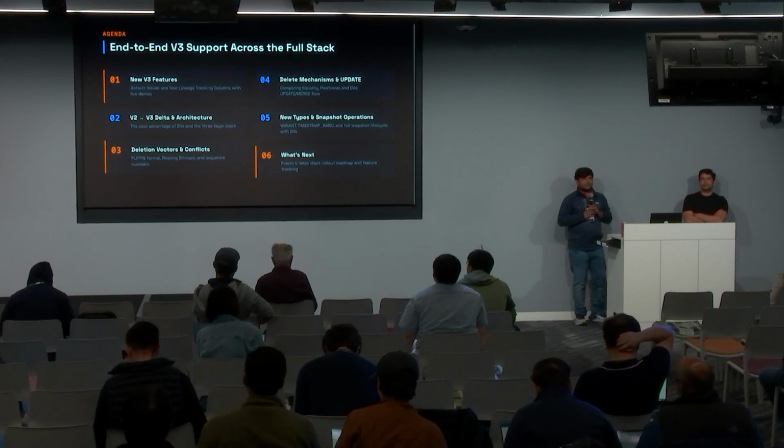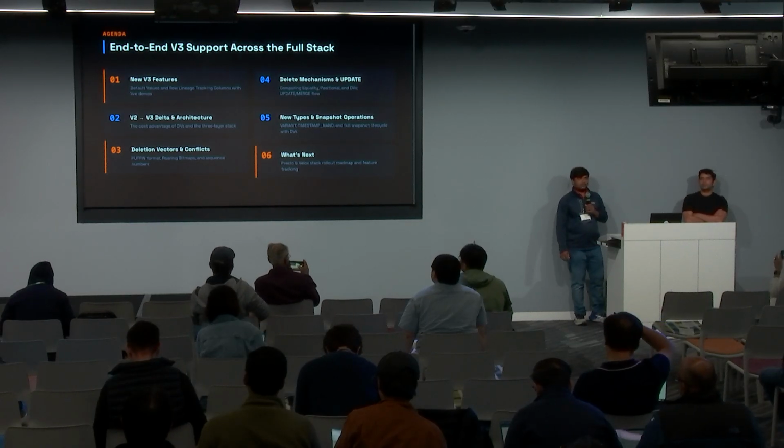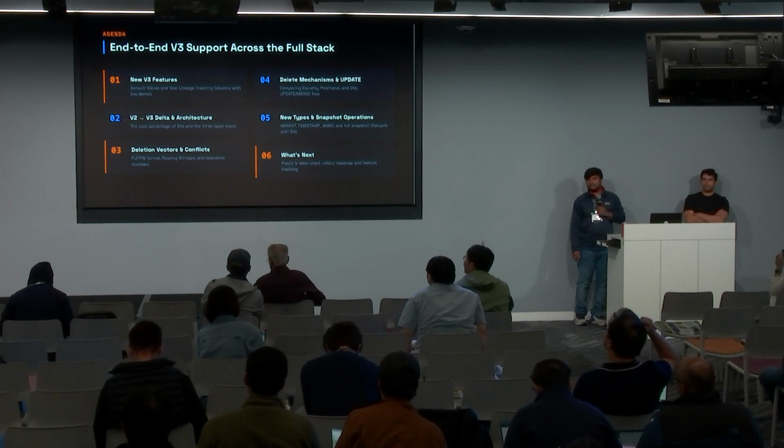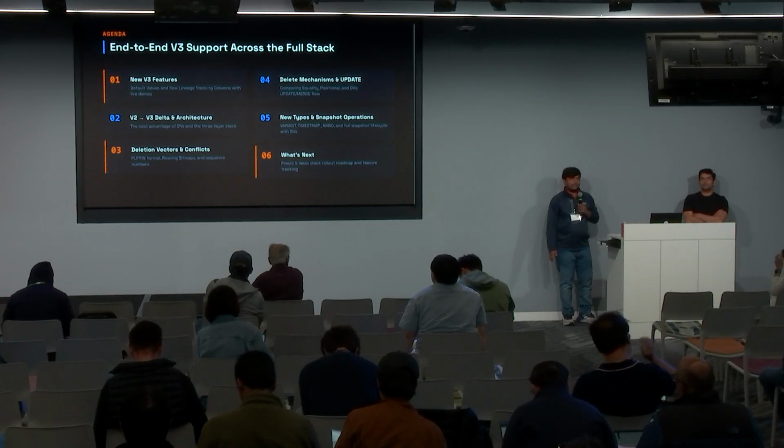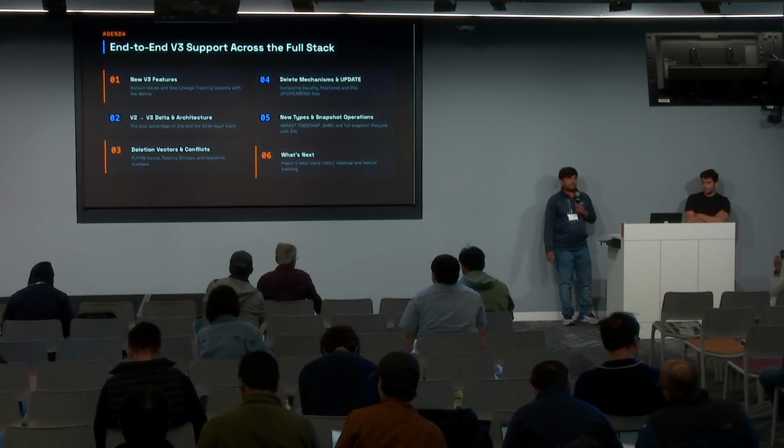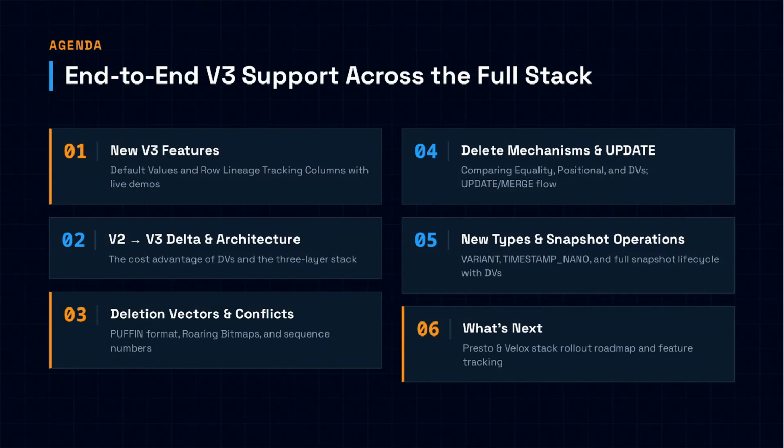The first set of features that we go through will be default values and the row lineage feature, that our team has been developing at IBM. The next will be presented by Apurva, which is on the deletion vectors and a little bit of implementation details on that, and the variant and nano timestamp support that he has implemented.